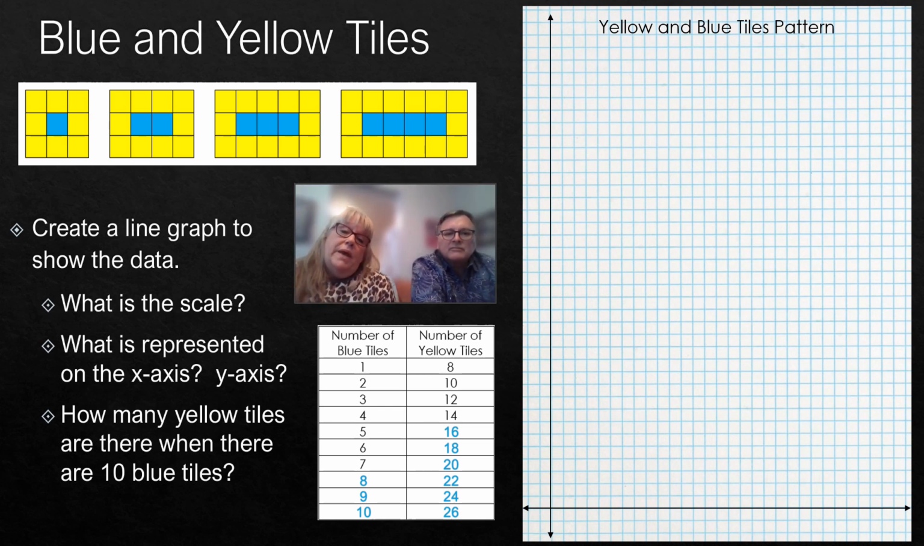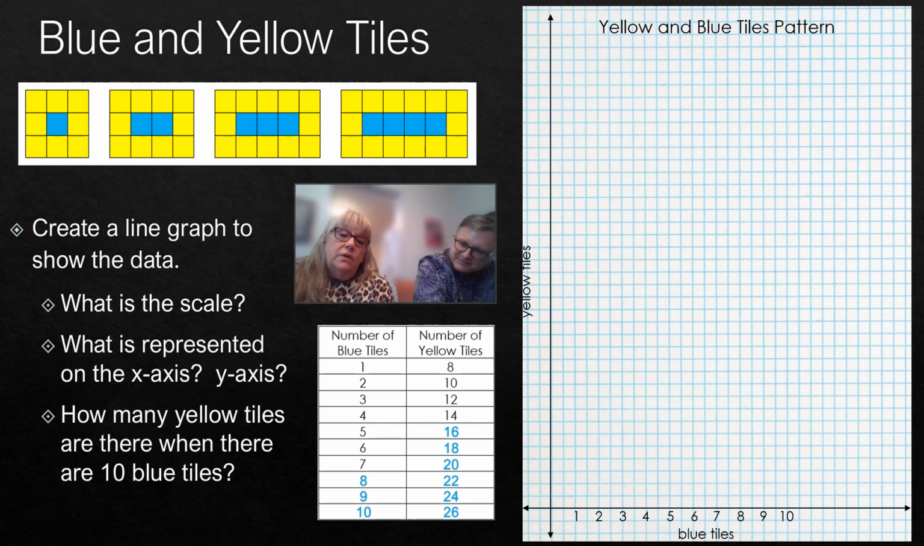And to make a line graph, you need an X and a Y axis, and you need to determine the intervals for each of those. And that's where it can be a challenge for 5th graders. And you want to also label. So I'm going to do my blue tiles on the X axis, which means what am I going to put on the Y axis? The number of yellow tiles.